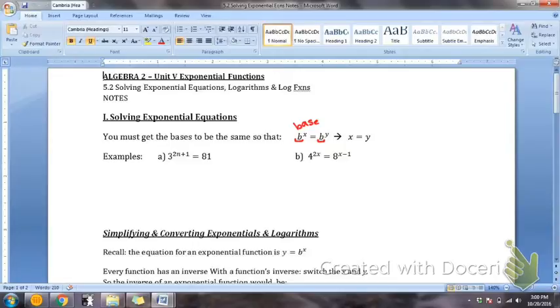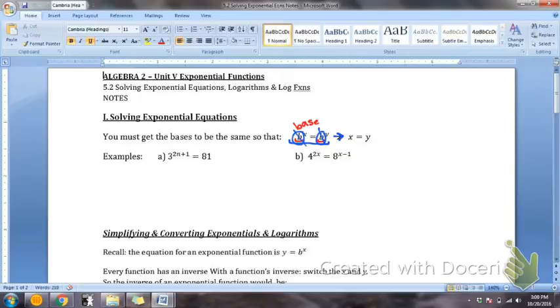What happens from here, b to the x equals b to the y, to over here where x equals y? The exponents become the base, and the base drops out, right? See how the bases drop out? Okay? So that's our goal: to get the bases to be the same so that they can drop out. That's our goal.